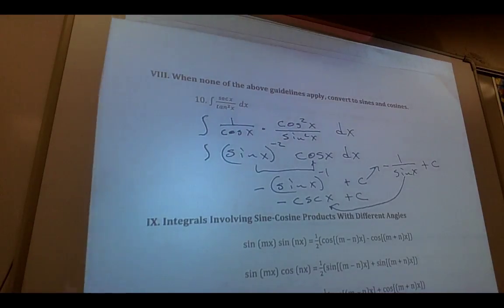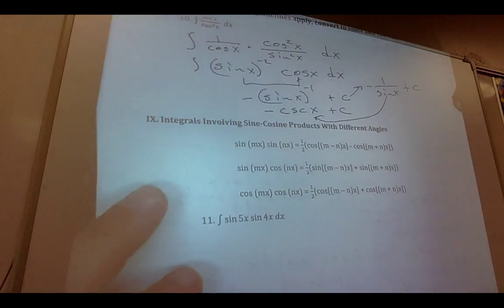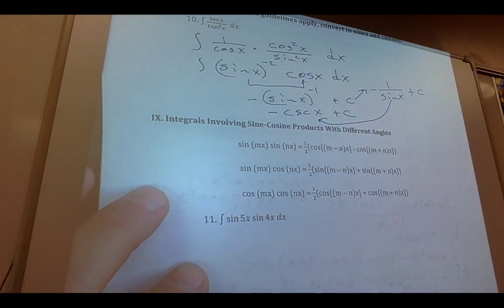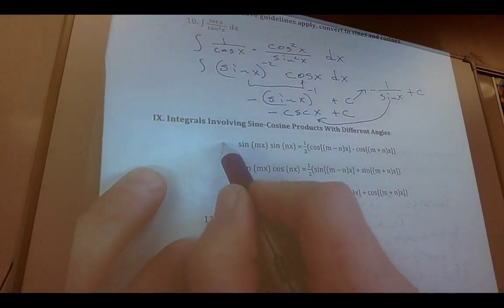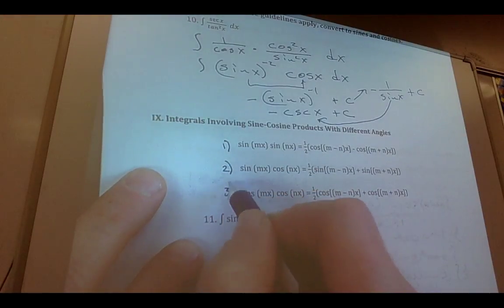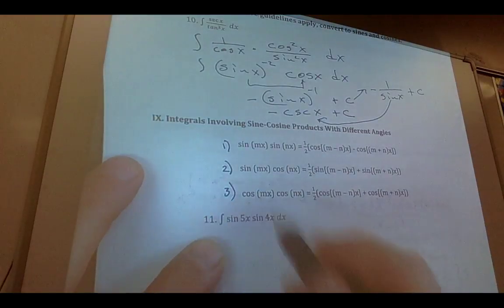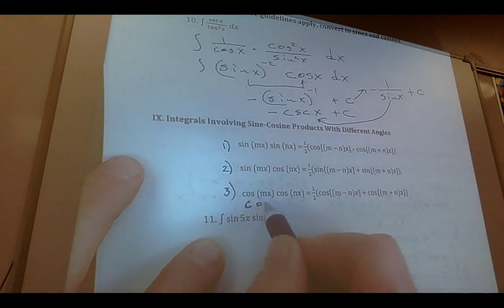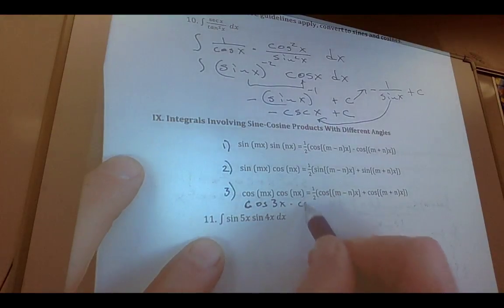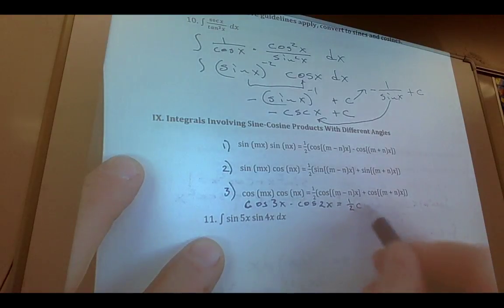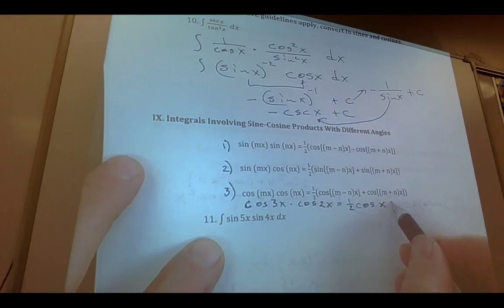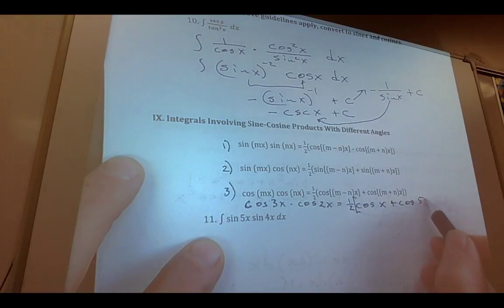You may see this. More than likely, this one will not be on the AP test, but you might see it next year in college if you take a calculus class. And what this is, there are 3 possibilities. Something like if you have the cosine of 3x times the cosine of 2x, you can write that as 1/2 the cosine of x plus the cosine of 5x.